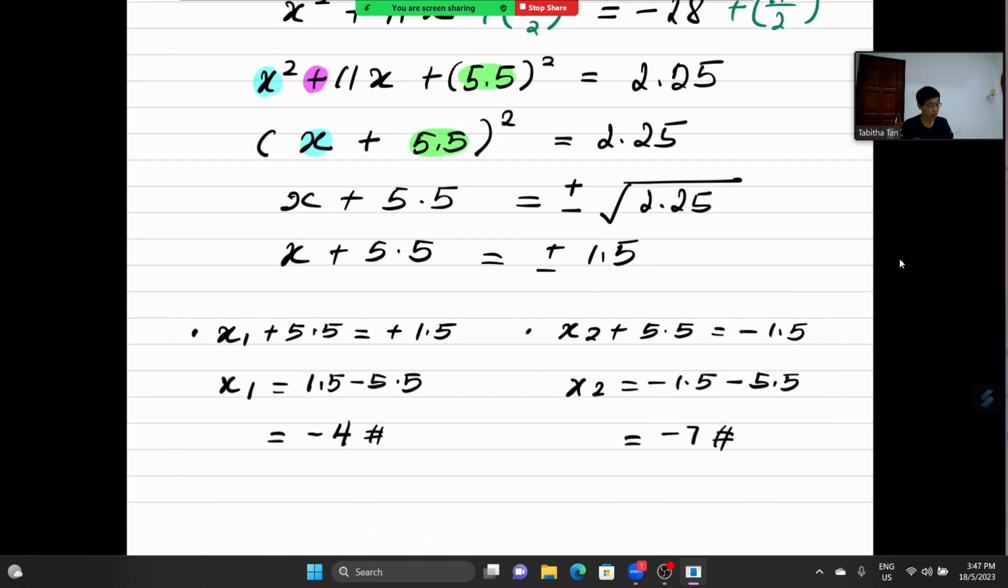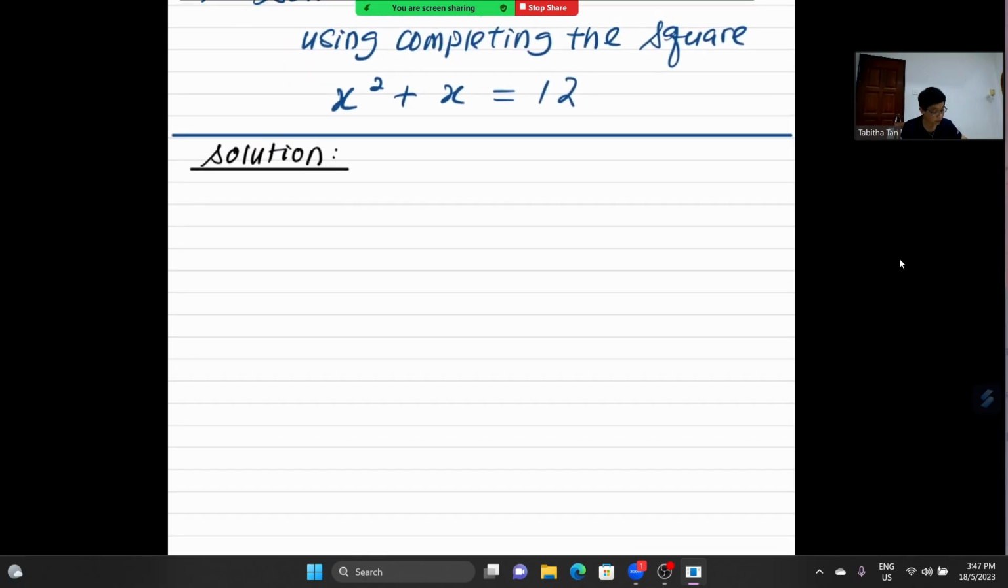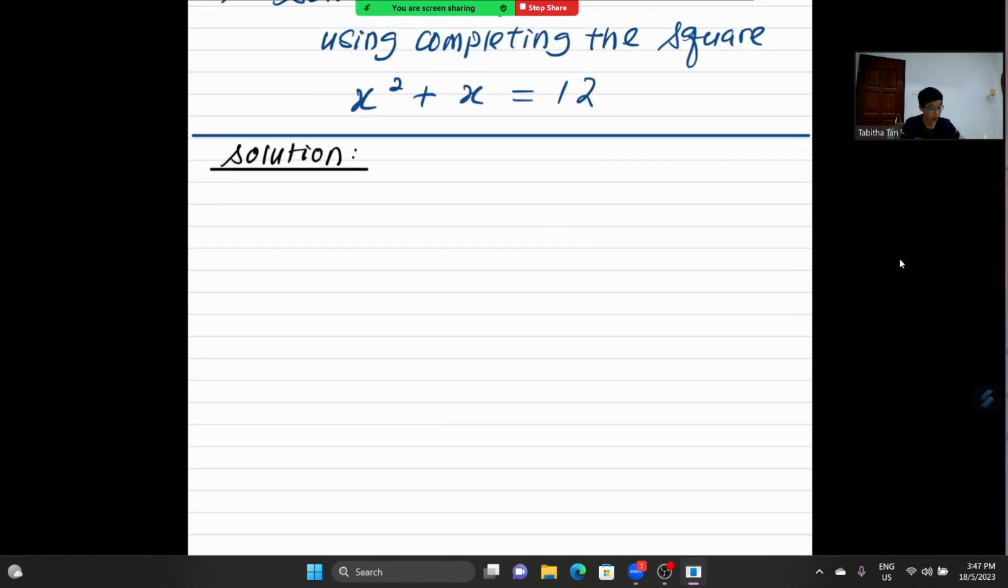All right, so now let's go on to the second example. Solve this equation using completing the square. And again, the arrangement of the question doesn't look as direct as the usual quadratic arrangement. So we will take a look: the constant has already been moved to the right hand side. So we can straight away do the b divided by 2.